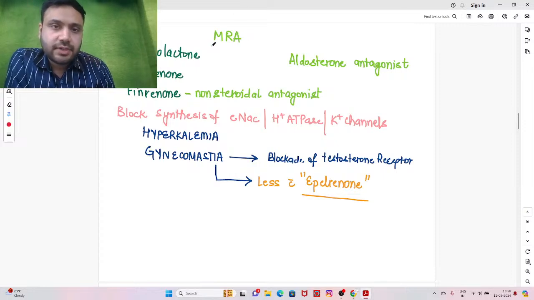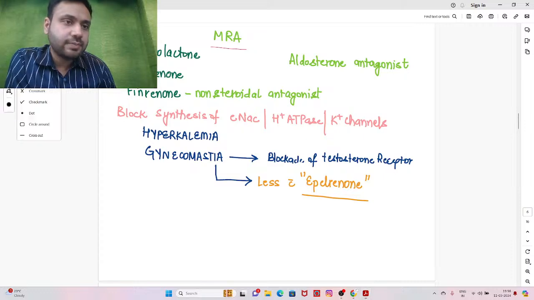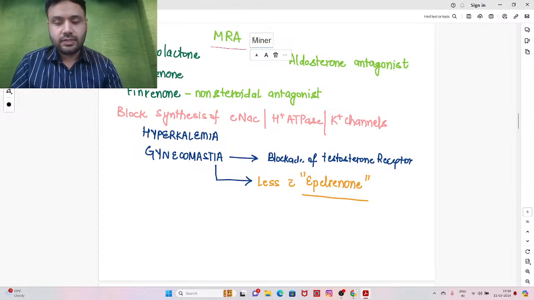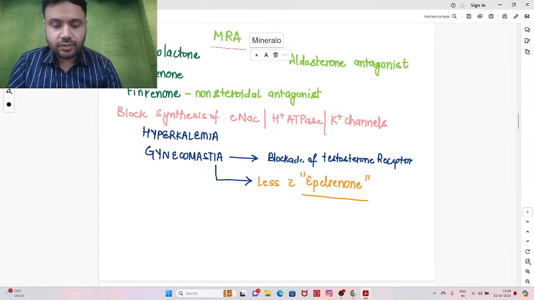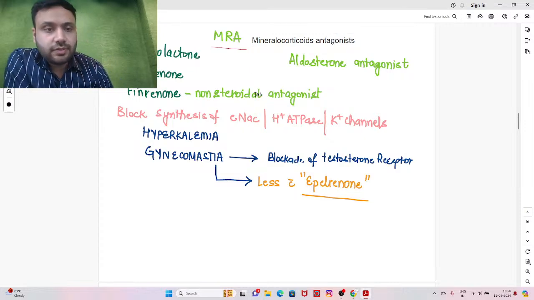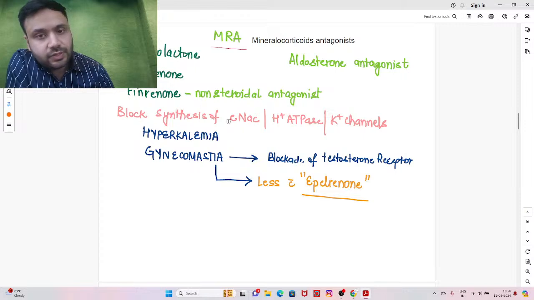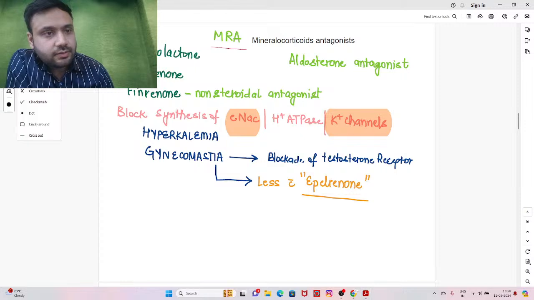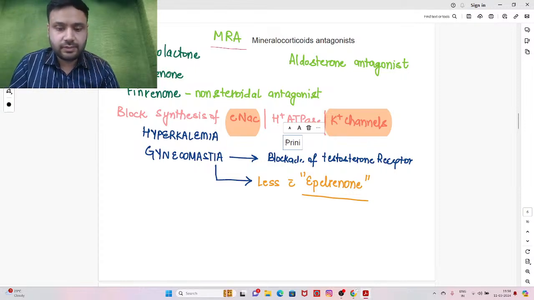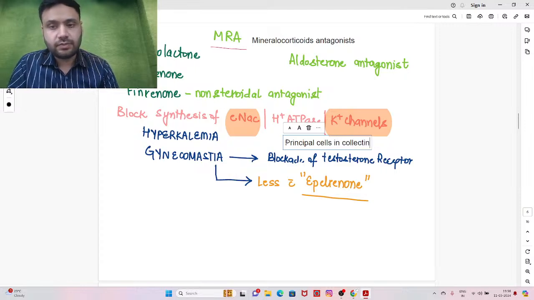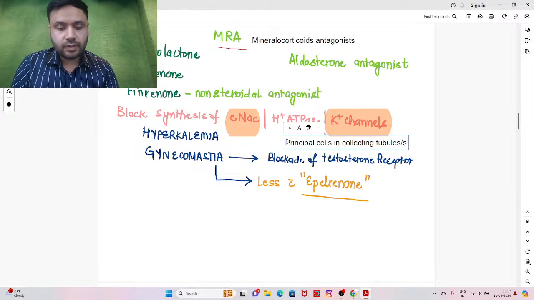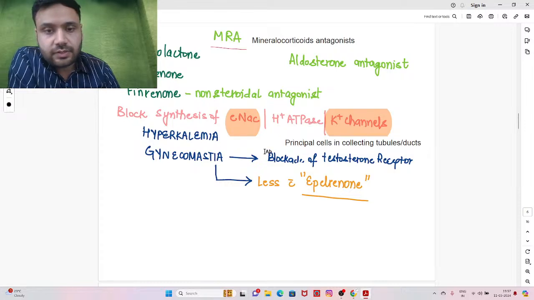The next category is mineralocorticoid receptor antagonists. So what are these? These are blockers of aldosterone. So what is the effect of aldosterone? It increases the synthesis of epithelial sodium channels and potassium channels on principal cells in the collecting tubules, or the ducts. So once you block this effect, what would it do?